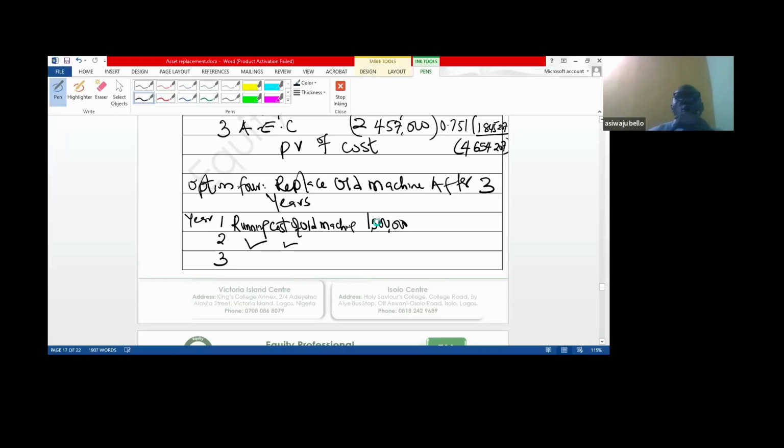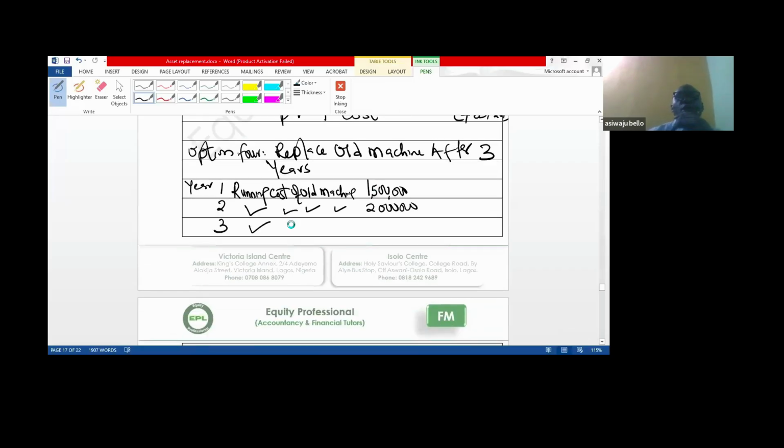Running cost of old machine for year 2, 2 million. Running cost of old machine for year 3, 2.5 million. After year 3, the machine scrap value is 0. 250 less. In year 2, it was 250. 250 minus 250, that is nil.